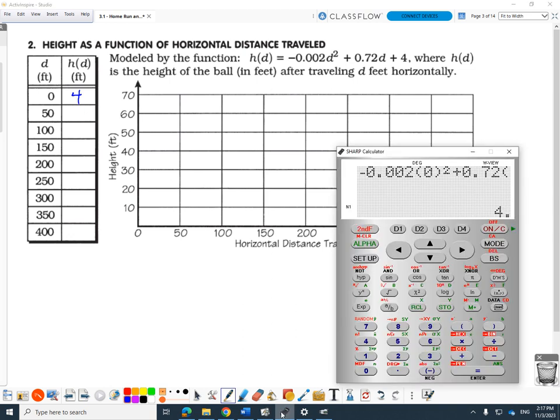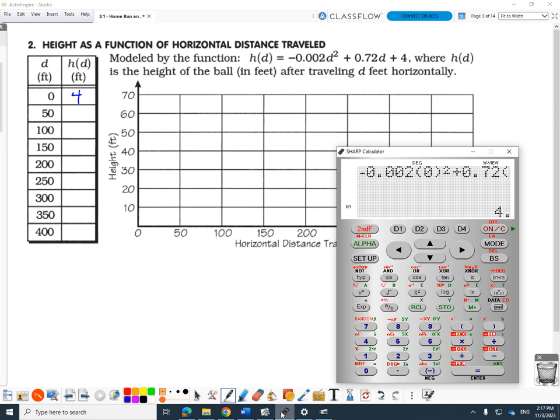But this is different. It's not asking where is the ball after 0.5 seconds. It's saying where is it after 50 feet. So this might be the second baseman asking how high is the ball when it gets out to me at second base. Is second base 50 feet away? Let me think for a second. 90 out to first base. No, probably more like 100 out to second base. So when it's about even with the pitcher, how high is it? Not based on time, based on how far the ball has gone from home plate. Okay? So let's type that in.